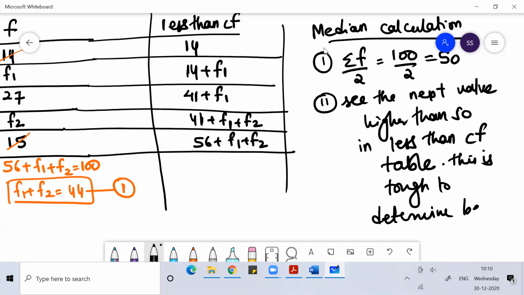Because f1 and f2 are unknown, we cannot do it this way. Can you understand this? I hope you are getting the logic. Because I don't know the values of f1 and f2, I cannot be sure about which less than cumulative frequency value is bigger than 50.